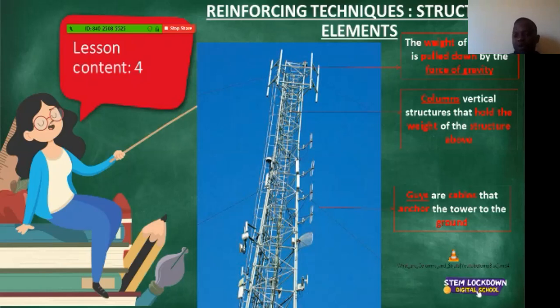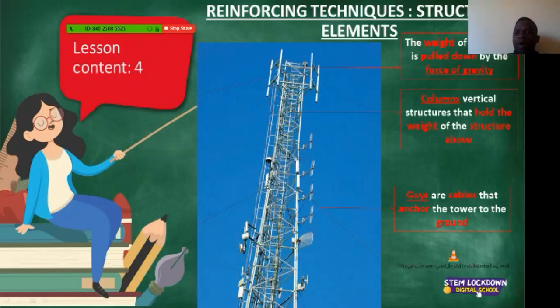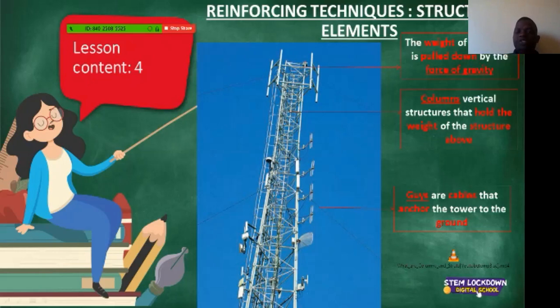And then we've got what we call columns. Ladies and gentlemen, I have done my best to point you to the columns. So these are the columns. I hope you can see that red arrow there. Inside there, these are our columns. What do columns do and what are they? Columns are vertical structures that hold the weight of the structure above. So this is our column that is found inside our cell phone tower. What is it doing? It's holding the weight of the tower itself from above. That is what it's doing.